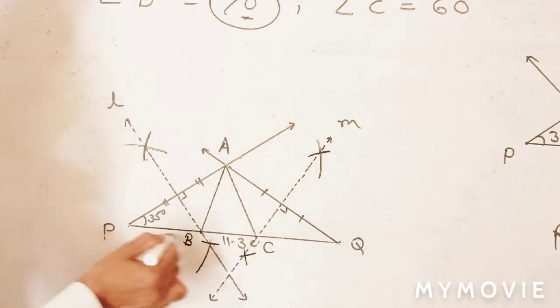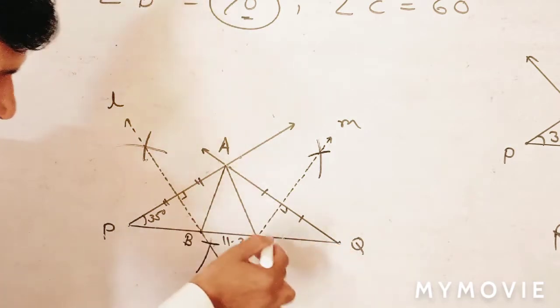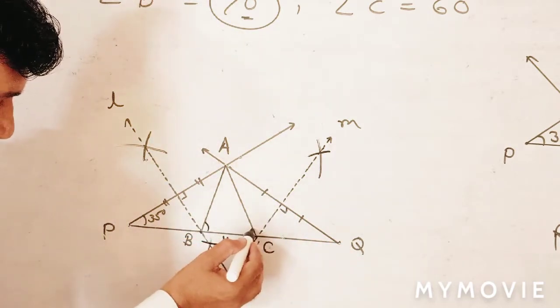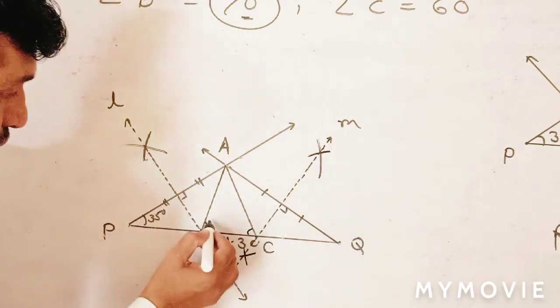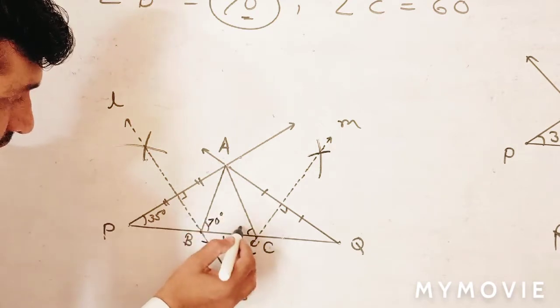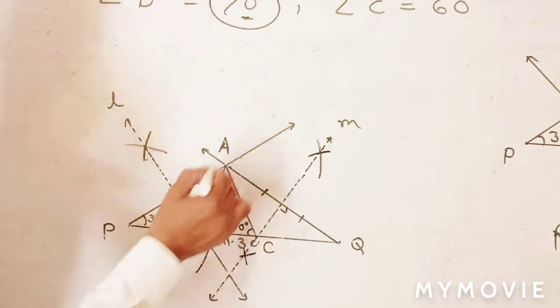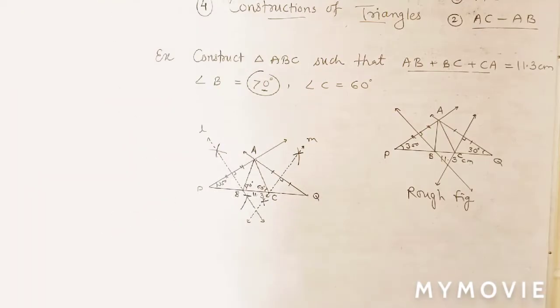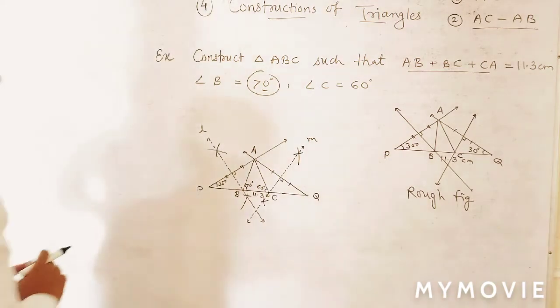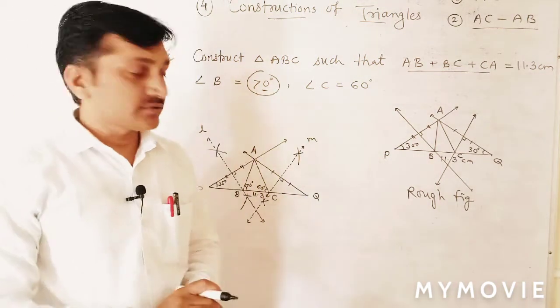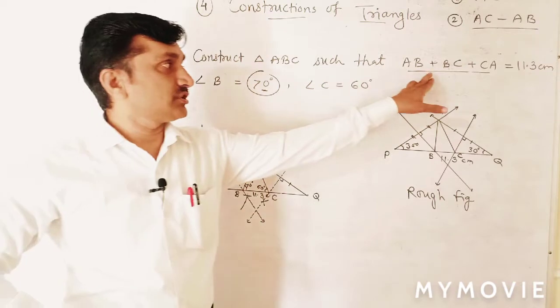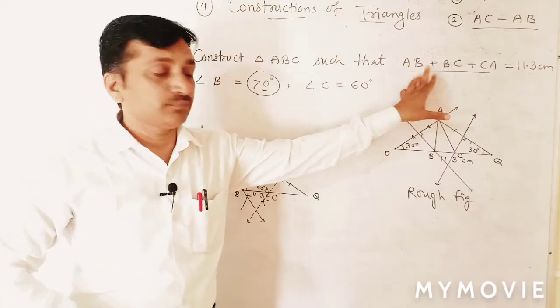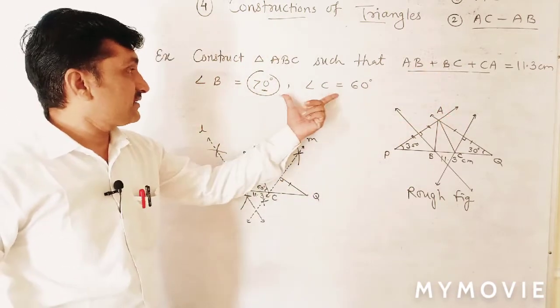Here AB is equal to PB, AC is equal to CQ. And if you measure here, you will get 70 degrees and here 60 degrees. In this way, triangle ABC is completed. Dear friends, this is the required triangle in which the perimeter was given: the sum of three sides 11.3 and two angles 70, 60.